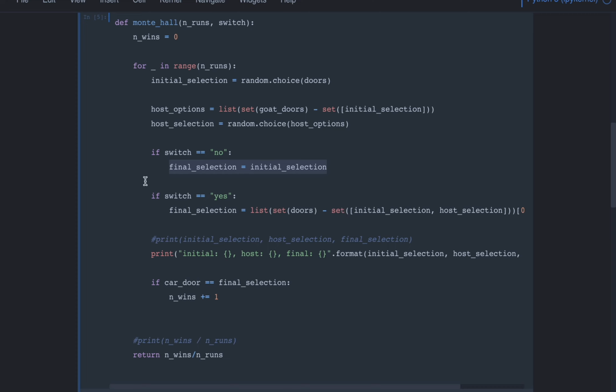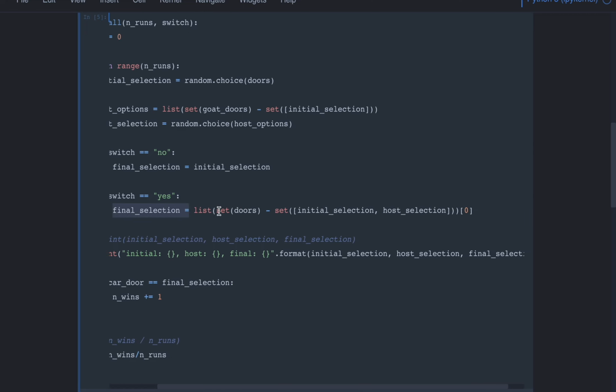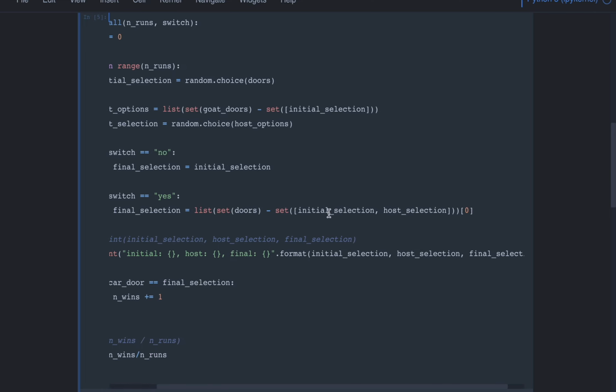But let's say you decided to switch. So you are switching here. Now your final selection will be from all the doors which are there. Initially the three doors are there. You have made an initial selection. The host also made a selection, and now you have to make a selection which is not either of these, right? So out of these three, we are eliminating two options. That means we are left with only one door, right? So that's going to be our final selection.